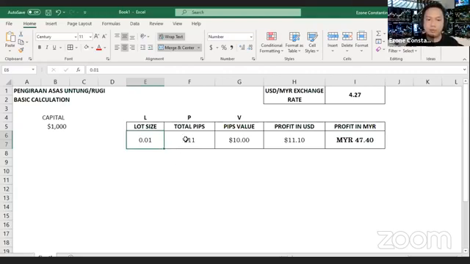Because if you profit, of course you're making 47 ringgit. But what if it reverses? It's negative 111. So here you will lose 47 ringgit 40 cent. So you see, if you put too big, of course when you profit it is big, but at the same time, if you lose it is big too. So normally the formula is always to trade a small and suitable lot.